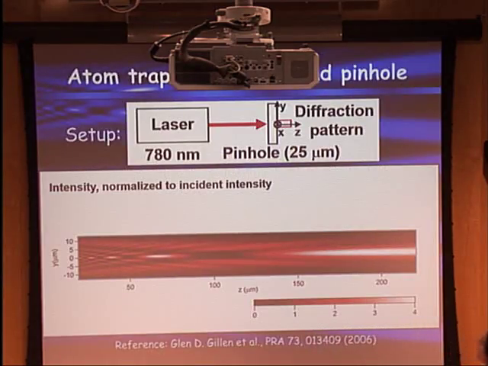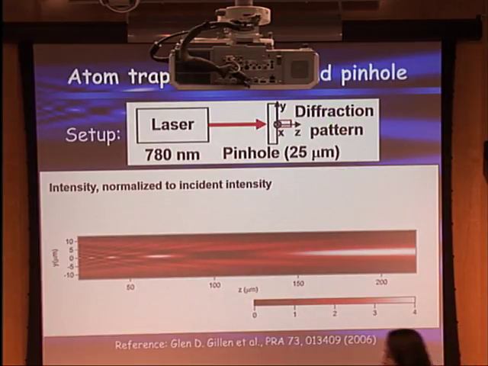All right, so the atom traps that we're trying to make are actually very easy to make. It's much harder to put atoms in them, but to make them is very, very easy. You've probably all done it, to be honest. So we shine a laser onto a pinhole, a circular aperture, and if that's just a little bit bigger, but not too much bigger than the laser wavelength, then we know that a diffraction pattern forms. Most of you have probably seen that.